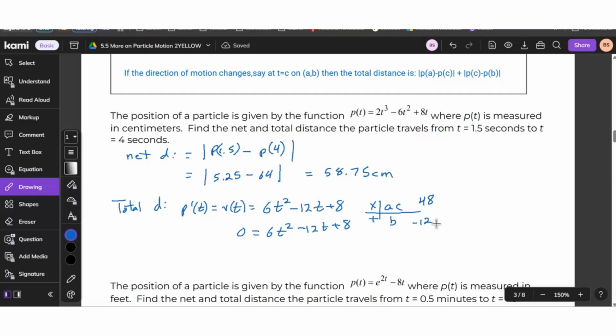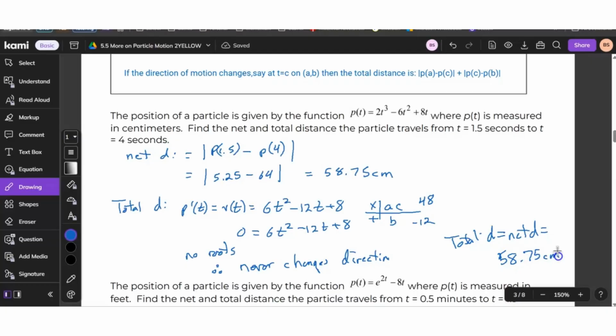Like 4 and 12? No. 6 and 8? No. That's 14. And then they repeat 8 and 6. So there are none. So no roots. We like it when there's no roots, because what does that mean? Therefore, never changes direction. Which means that total D equals net D, which equals, what was it again? 58.75 centimeters. Amazing. Look at us do that one.